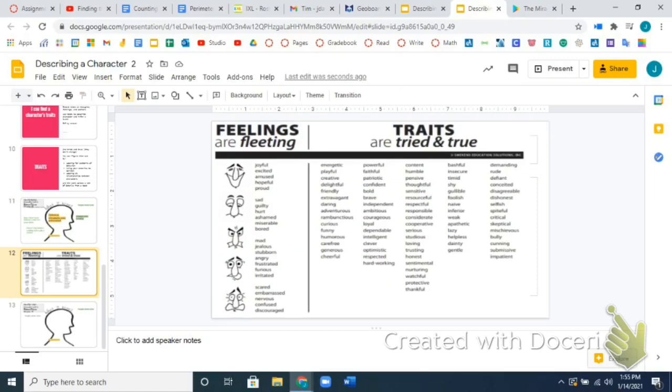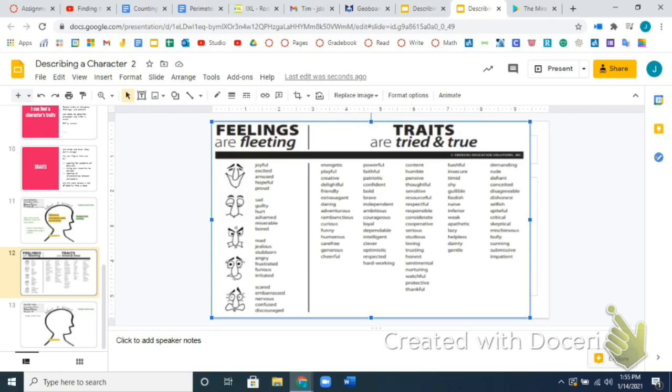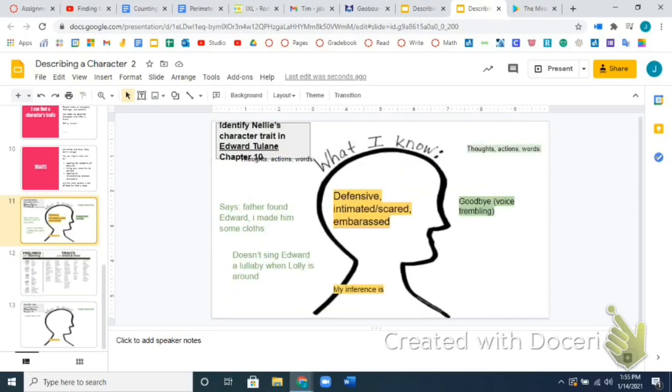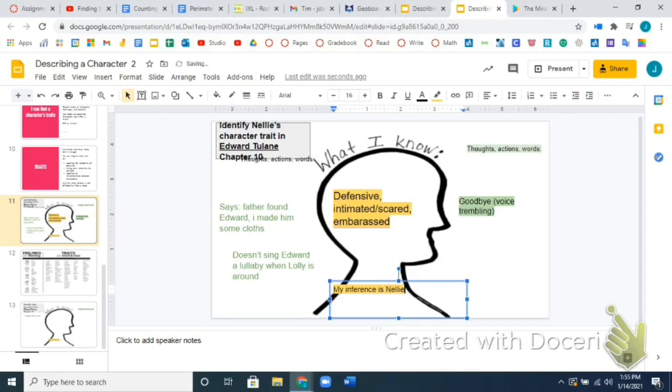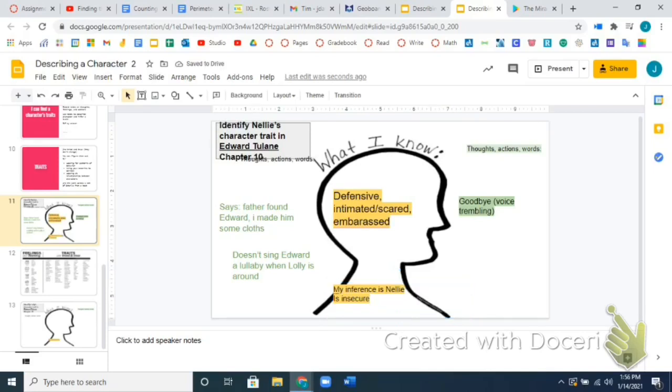So let's look at our list of traits here and see if we can find one. I think that she is acting insecure, timid, or shy. These are all words that mean someone who's not going to stick up for themselves. So my inference is Nellie is insecure. Okay. Now I need to defend that with the text.